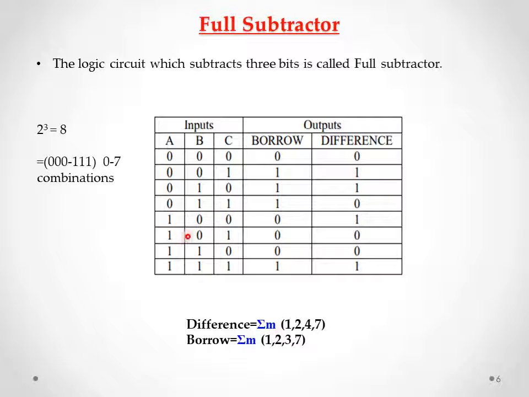Now in this case 1 minus 0 is 1. Now 1 minus 1 is 0. So borrow is 0 and difference also 0 in this case. Now 1 minus 1 is 0, 0 minus 0 is 0. So 0, 0 output. Now here 1 minus 1 is 0. So next 0 minus 1 is borrow 1, difference 1. So this is the logic truth table for the full subtractor.